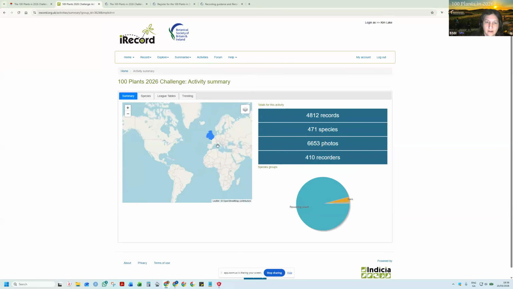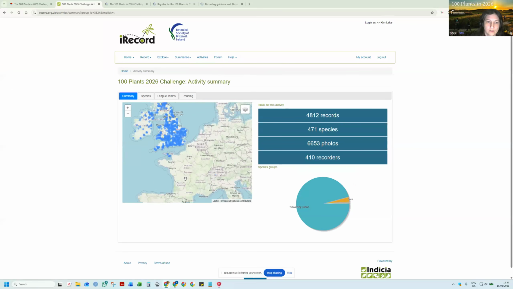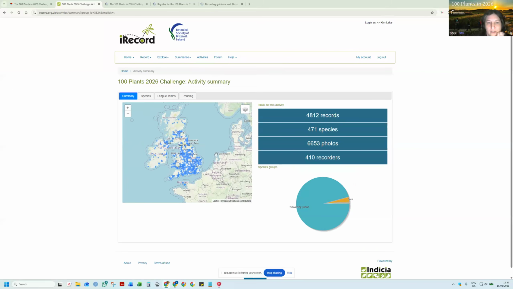Now you can see here, I'll just zoom in to where we are. You can see all of the records that have been made so far in the challenge. So we've got 4,812 records already. Those have been submitted by 410 recorders.